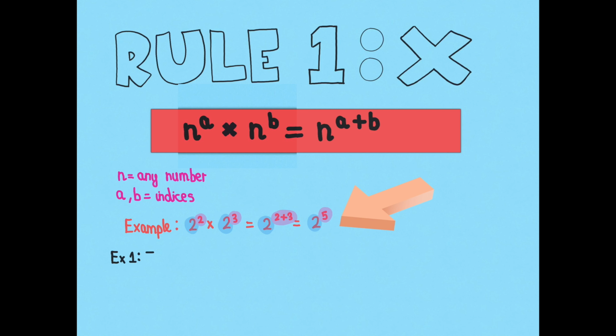Now pause the video to try this question. The answer is 7 to the power of 11. 7 remains as our base number, and 11 becomes our new index because we added 5 and 6 together.